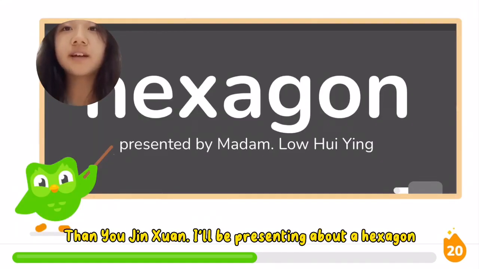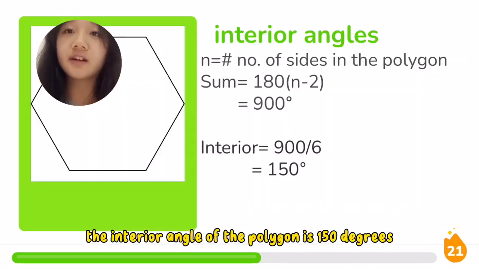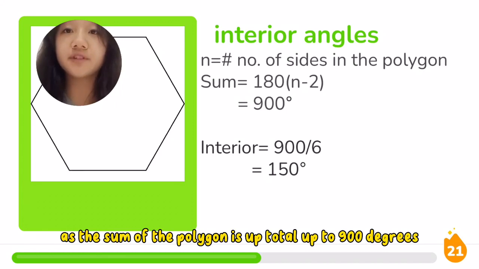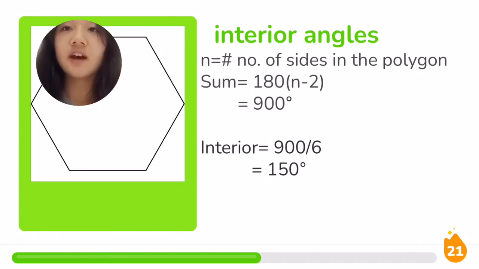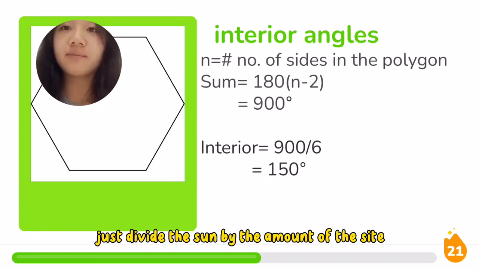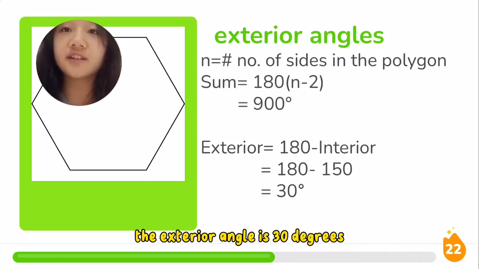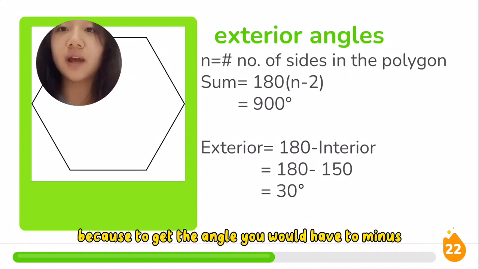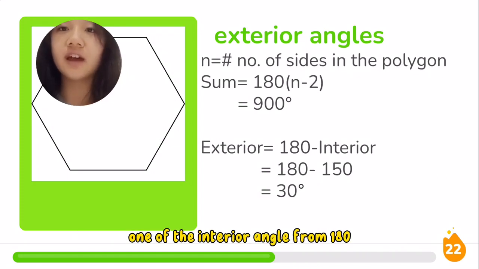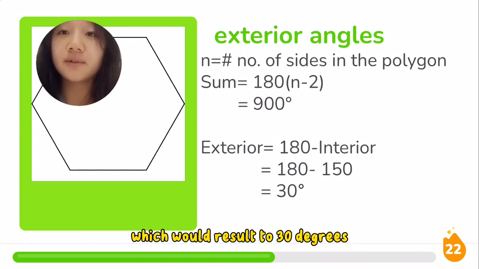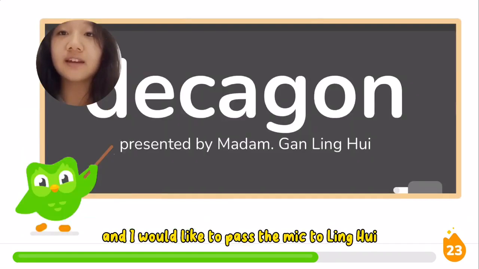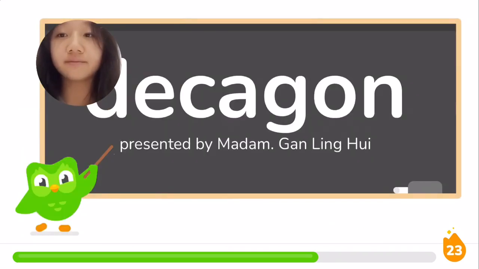I will be presenting about a hexagon. The interior angle of the polygon is 150 degrees as the sum of the polygon itself totals up to 900 degrees. To get the interior angle, just divide the sum by the number of sides the polygon has. The exterior angle is 30 degrees because to get the angle, you subtract one interior angle from 180, which would result in 30 degrees. And I would like to pass the mic to Linghui.